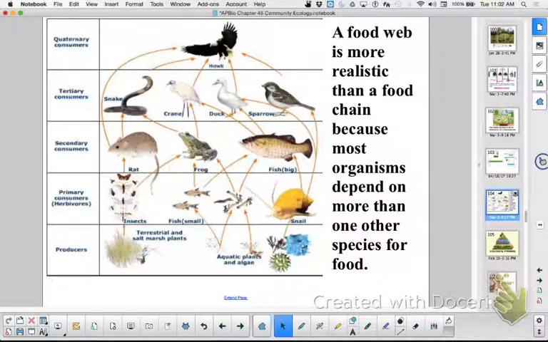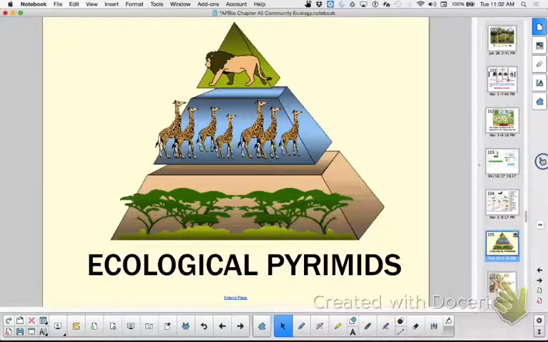Okay? So now we're going to take these trophic levels and stack them on top of each other, and these are your ecological pyramids.